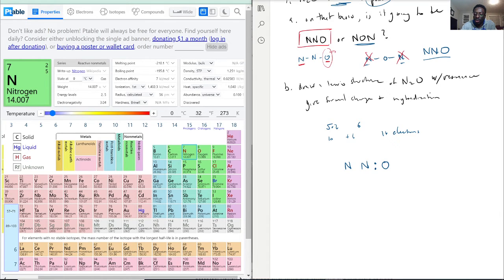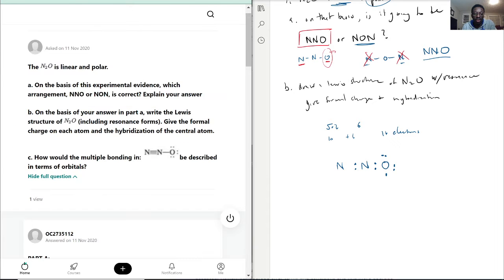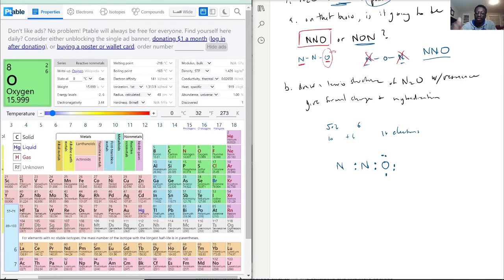So let's start with just one single bond in between, just to be able to start there, okay? And then we're going to fill in the rest. So oxygen is now sharing one of its 6, so 2, 3, 4, 5, 6. And based on the question, the nitrogen on the left has one of its 5, so 2, 3, 4, 5. And the nitrogen in the middle is sharing 2 of the 5, so 3, 4, 5. Okay, so this is what we have so far.